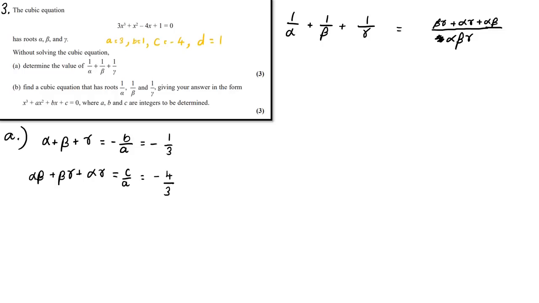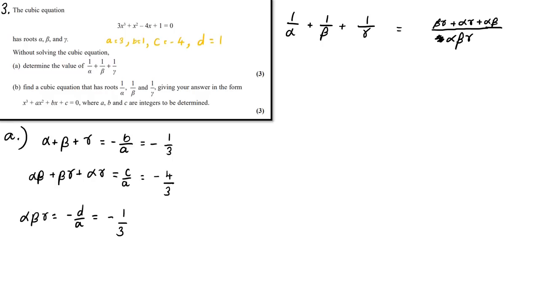And then finally we want the product here, so that's going to give us the denominator, alpha beta gamma. So alpha beta gamma is simply equal to minus d over a. And like you can see, these are quite straightforward to remember. Just remember that the sum is minus b over a, the pair sum is c over a, and then the product is minus d over a. Okay, so minus d over a, again, we look at our values. So this is going to be minus 1, which is d equals 1, divided by a, which is 3. So we get minus a third there. Okay, so we've got everything we need now.